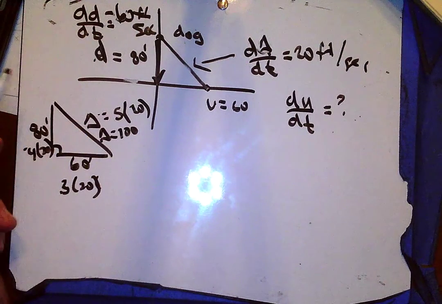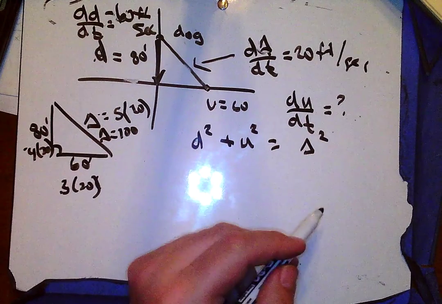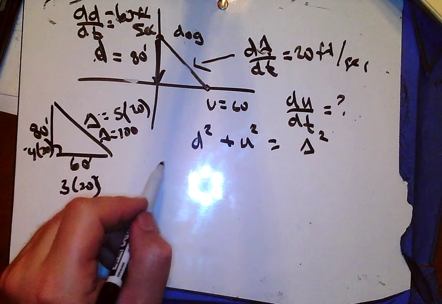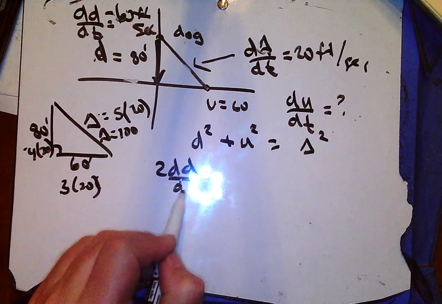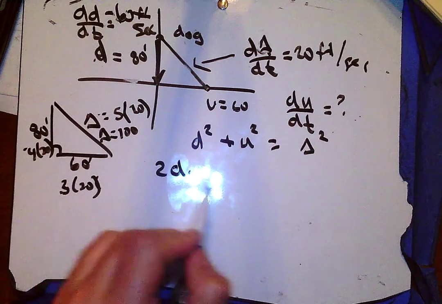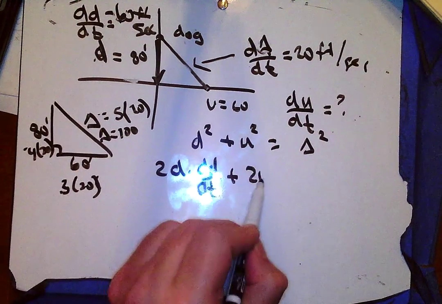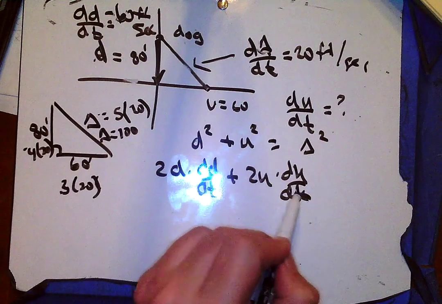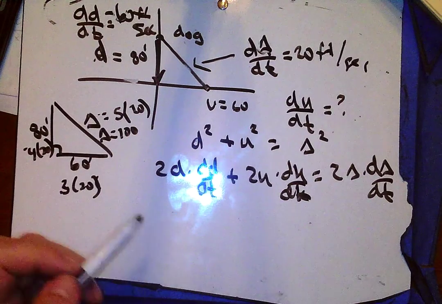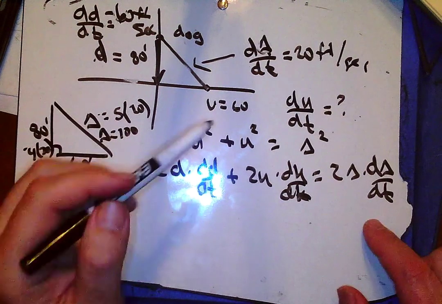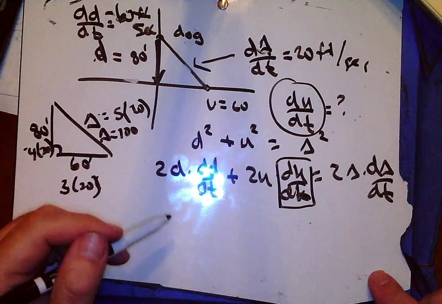So I'm only going to plug that in after I take the derivative of d squared plus u squared equals triangle squared. When I take the derivative of this equation with respect to time, I get 2d times the derivative of the inside, which is dd/dt, plus 2u du/dt equals 2 triangle d triangle/dt. And what do we know? Well, we're looking for this.